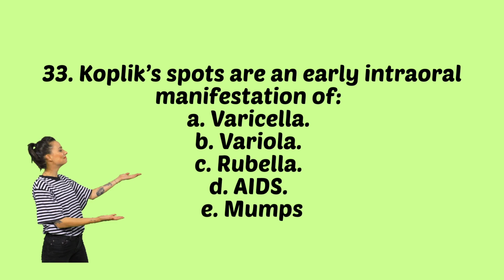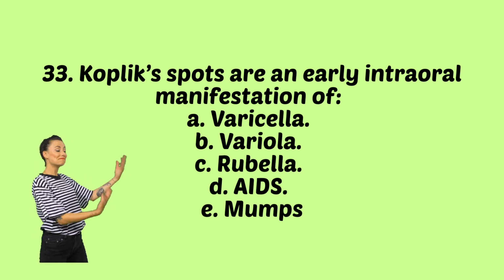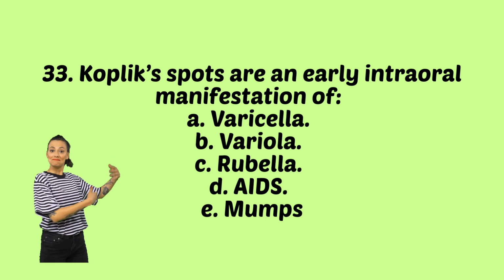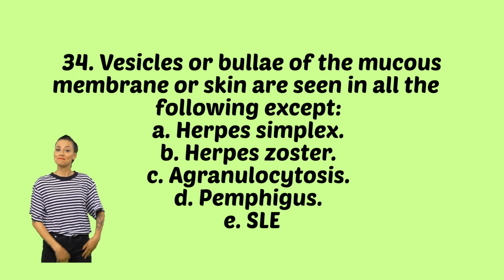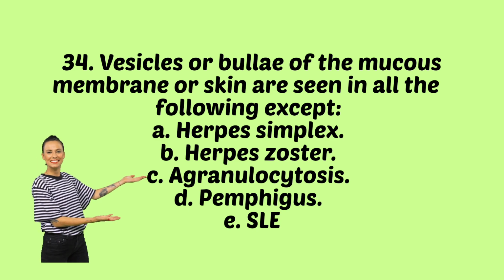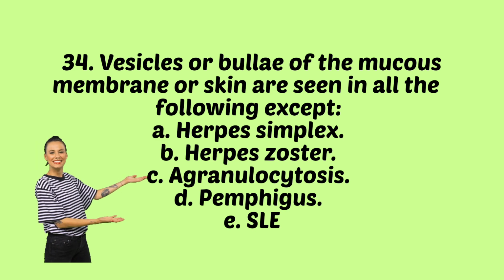Nasoalveolar. 33. Koplik spots are an early intraoral manifestation of A. Varicella. B. Variola. C. Rubella. D. AIDS. E. Mumps. Option C is correct. Rubella. 34. Vesicles or bullae of the mucous membrane or skin are seen in all the following except A. Herpes simplex. B. Herpes zoster. C. Agranulocytosis. D. Pemphigus. E. SLE. Option C is correct.